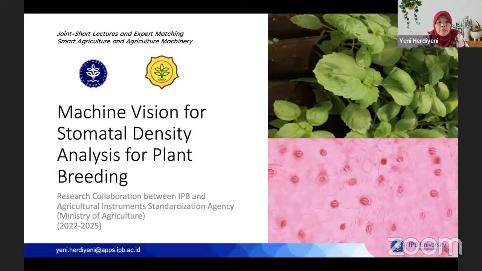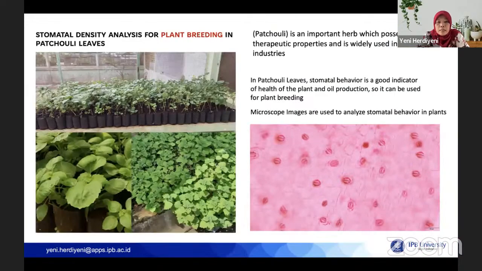The first work I would like to share with you is our research collaboration with the Ministry of Agriculture. We are working on machine vision for stomatal density analysis for plant breeding. This collaboration started last year. In this work, we observe patchouli plants. Patchouli is a herb which possesses many therapeutic properties and is widely used in the fragrance industry. This research will also be used for plant breeding in the Ministry of Agriculture.